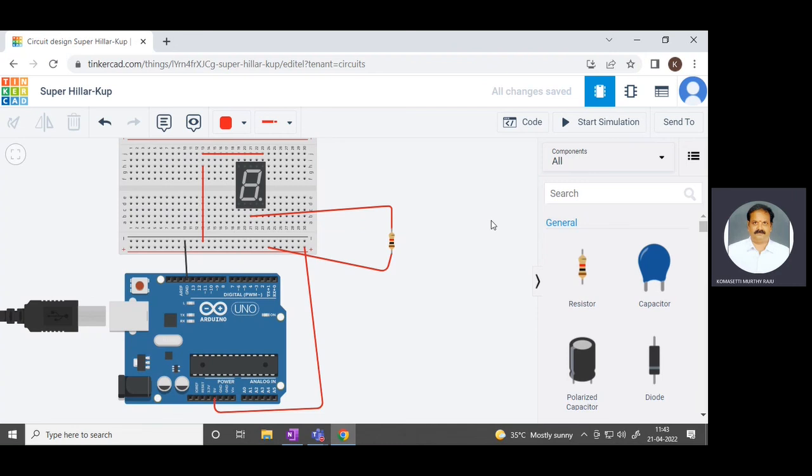By using this procedure, we have to identify the common anode 7-segment display or common cathode 7-segment display. Suppose common cathode means the common point is connected to ground and the remaining are connected to VCC. In common cathode, all the cathodes are connected to ground. Anodes are not connected to ground. This is the common anode 7-segment display.